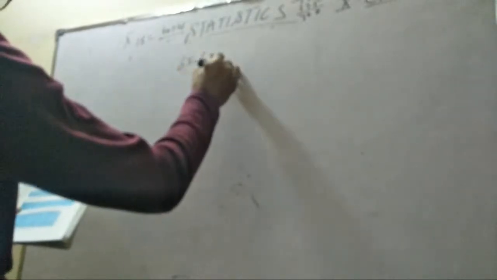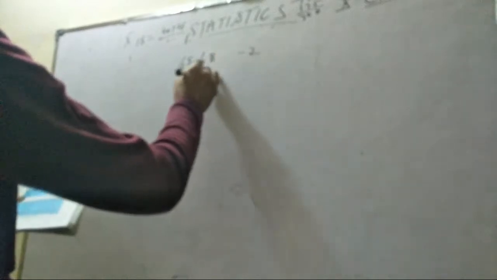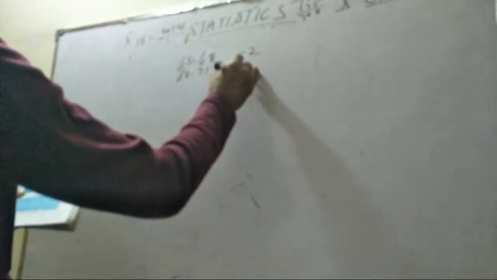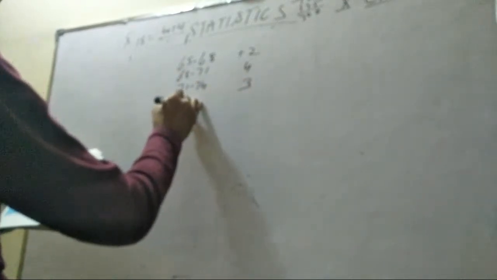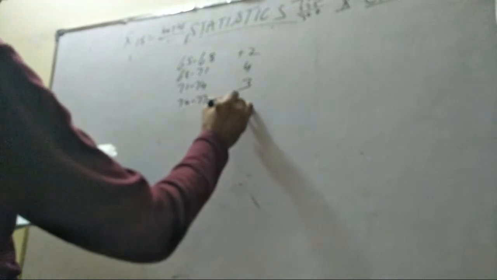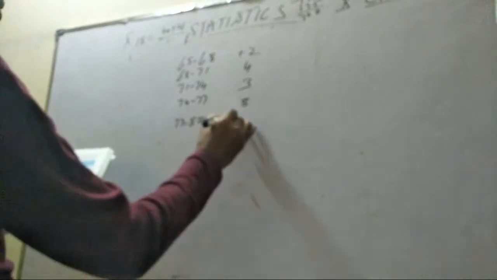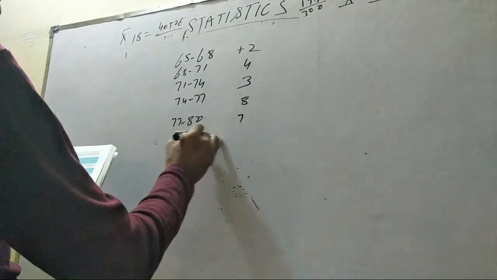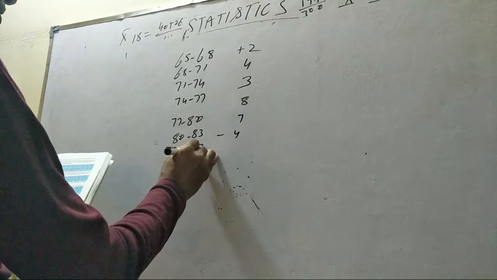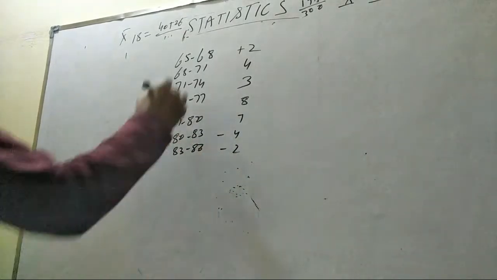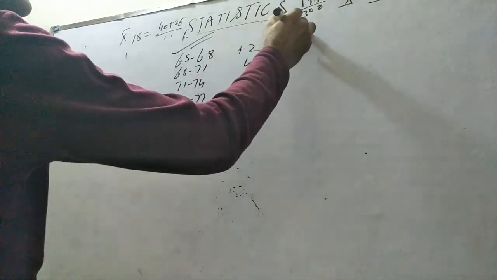Here the classes are 65 to 68 with frequency 2, 68 to 71 with frequency 4, 71 to 74 with frequency 3, 74 to 77 with frequency 8, 77 to 80 with frequency 7, 80 to 83 with frequency 4, and 83 to 86 with frequency 2. This is the class size, and this is the frequency. We find the x1.